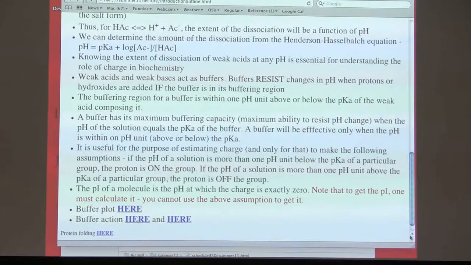Now, that may not seem at the moment to be very important to you, but when we start looking at amino acids, which we will look at in just a little bit, we'll see it's a very, very useful thing for us to understand. Make sure you understand those considerations. I will not give you those considerations on an exam. You need to know those.